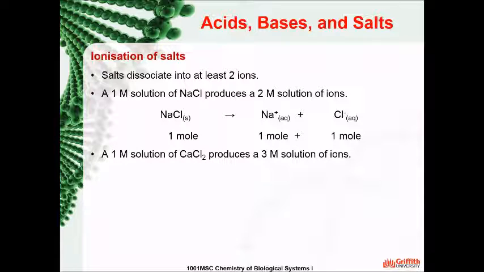A 1 molar solution of calcium chloride produces a 3 molar solution of ions according to the following reaction. 1 mole of calcium chloride gives 1 mole of Ca2+ ions plus 2 moles of Cl- ions.